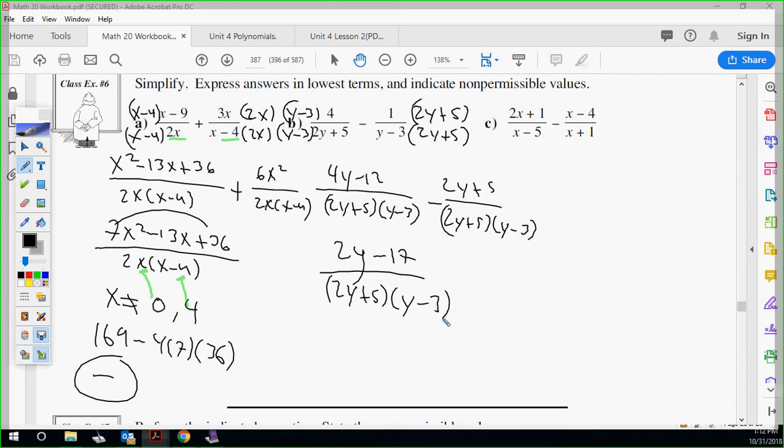Okay, you have to do non-permissibles. We'll do that in a second. So y can't be 3. That comes from here. And what's this one? Negative 5 halves.